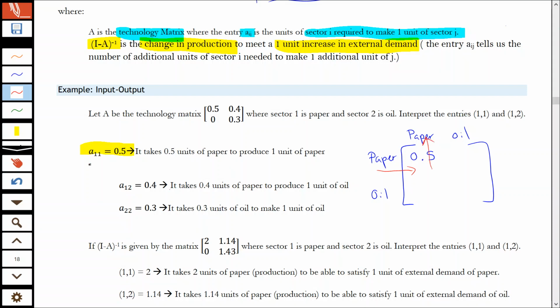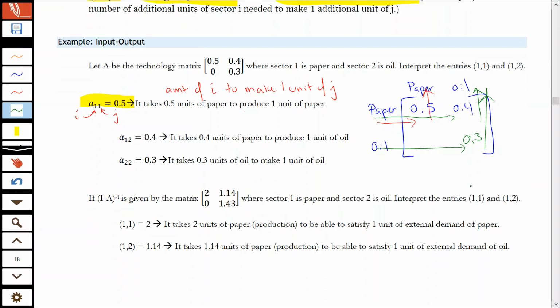We can also think about the fact that it's always going to be the amount of i to make 1 unit of j, where i is going to be whatever our first element is, and j is going to be whatever our second element is of those subscripts. So A12, which is our 0.4 value, that is telling us that it takes 0.4 units of paper, because again, we're going in that side, to make 1 unit of oil. And A22, it didn't actually ask us for that, but A22 is that it takes 0.3 units of oil to make 1 unit of oil. Because again, we're going in that side and out the top, and this is 0.3.